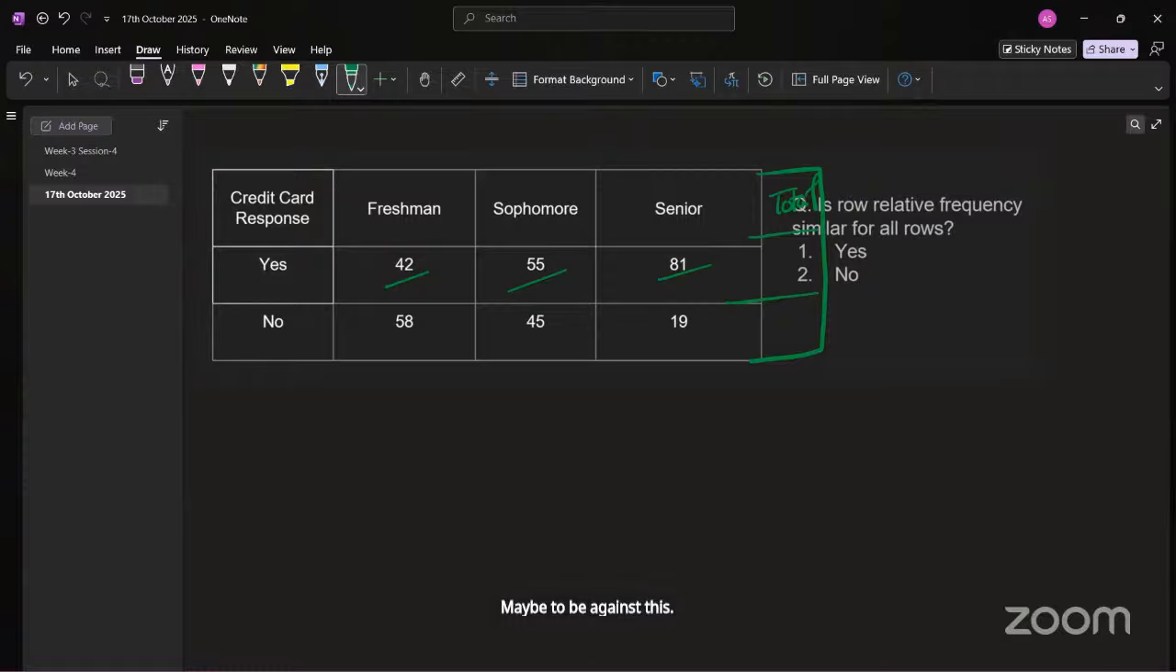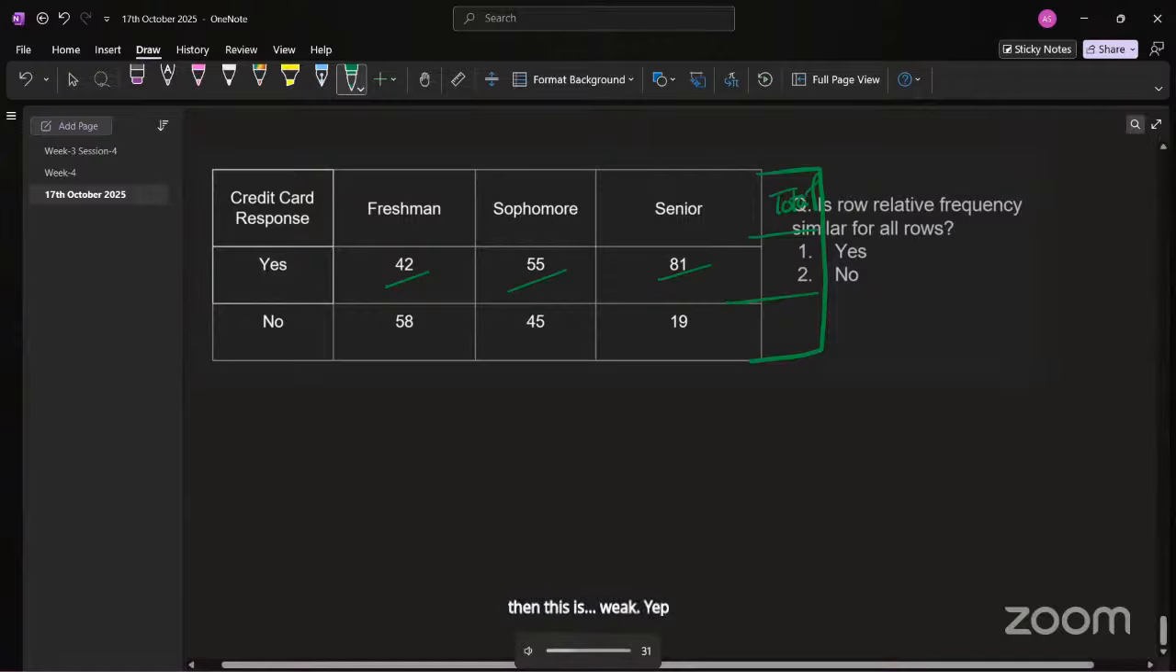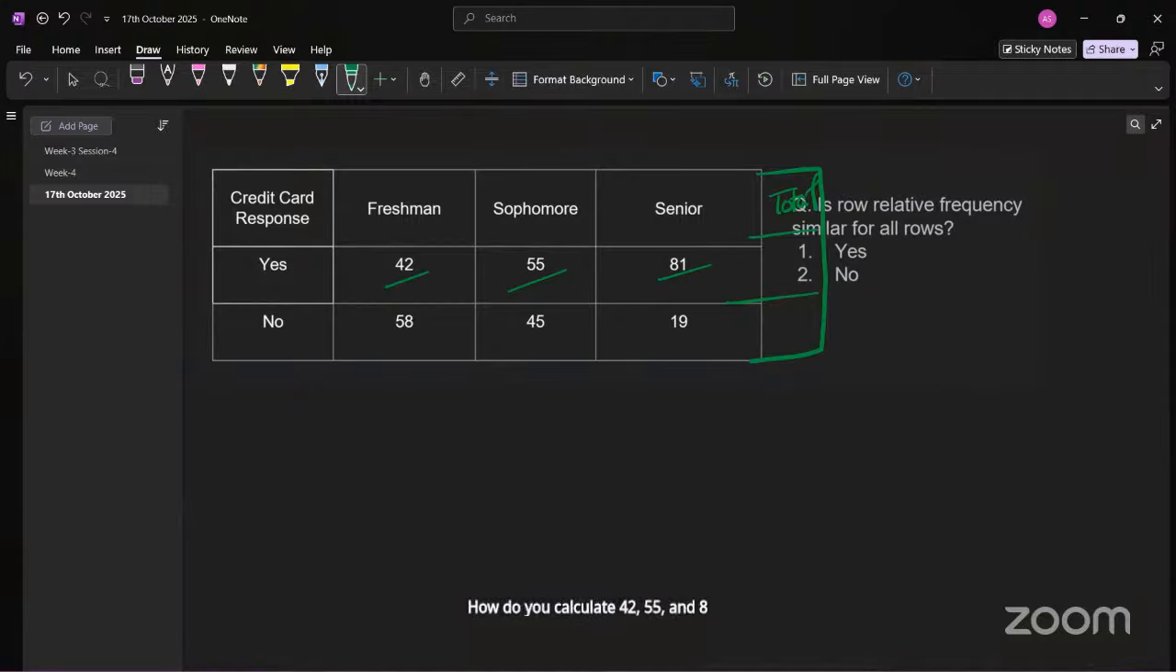Sorry, 178 is the total of the first row. How do you calculate it? You add 42, 55, and 81. What do you get? 178. And the second is 122. So you got the row totals. How do you get the row relative frequency? You divide 42 by 178, that is the row total, then 55 by 178 and 81 by 178.